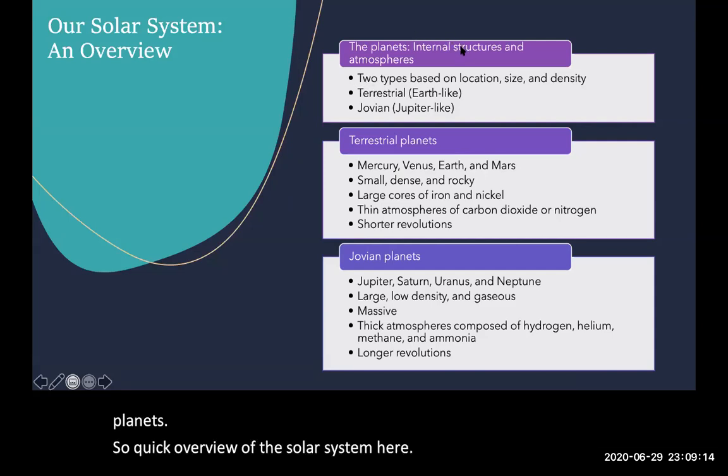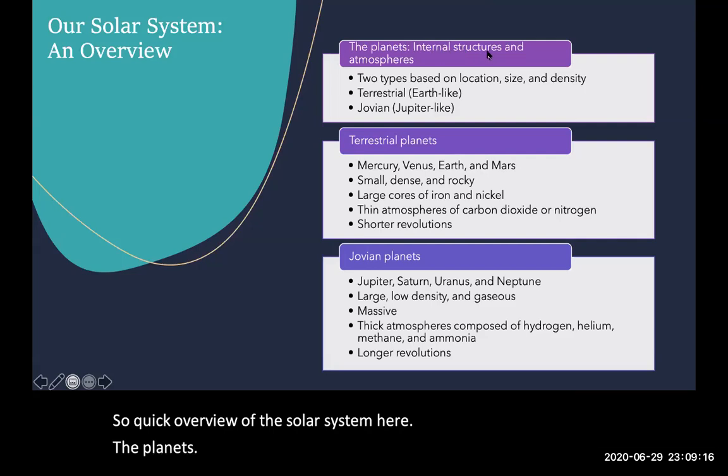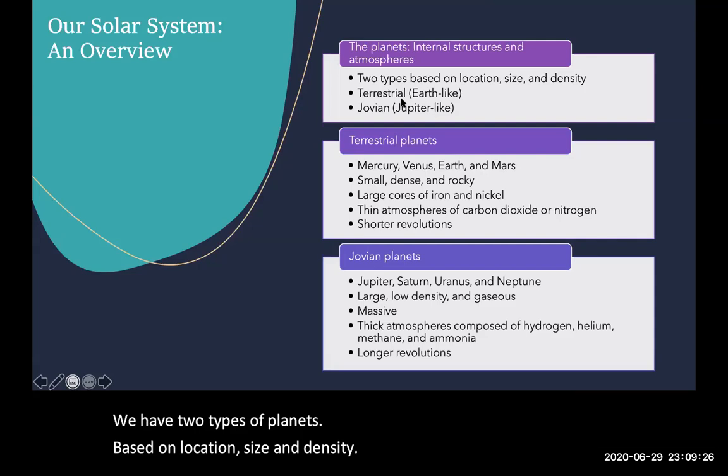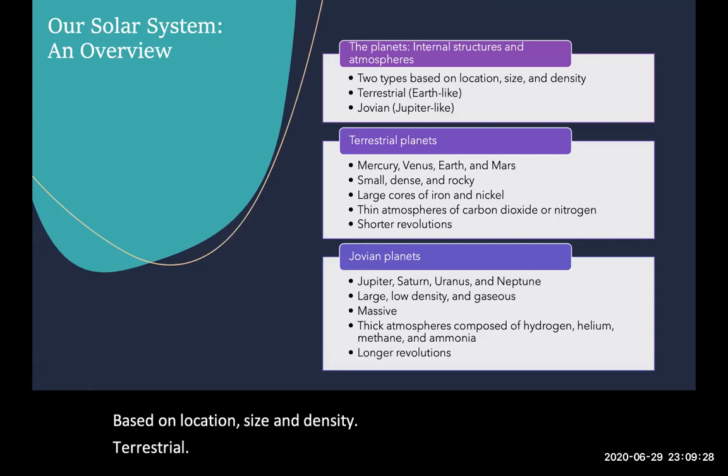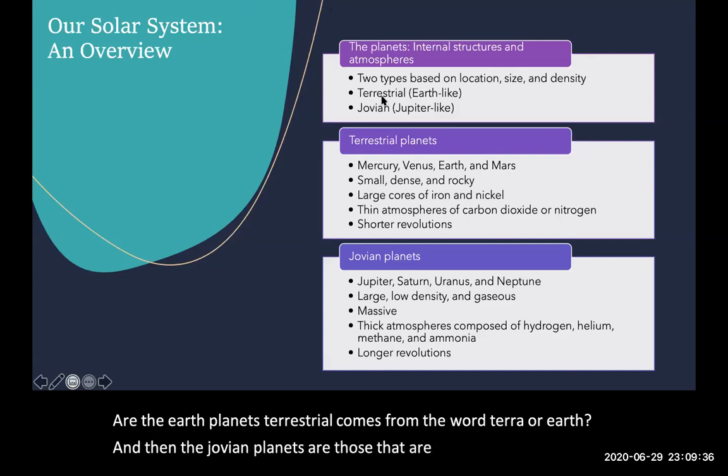The planets, internal structures and atmospheres. We have two types of planets based on location, size, and density. Terrestrial are the Earth-like planets. Terrestrial comes from the word terra, or earth. And then the Jovian planets are those that are like Jupiter, Jovian being another word for Jupiter.